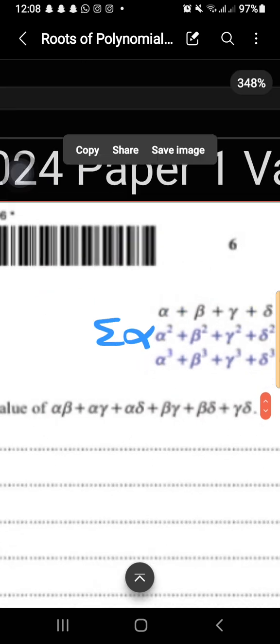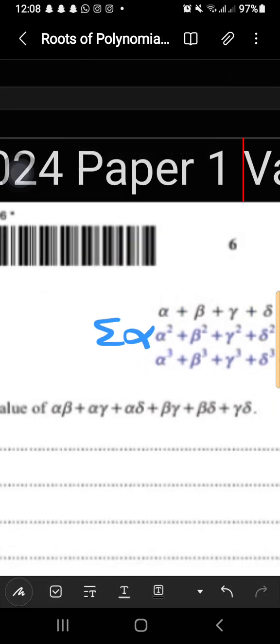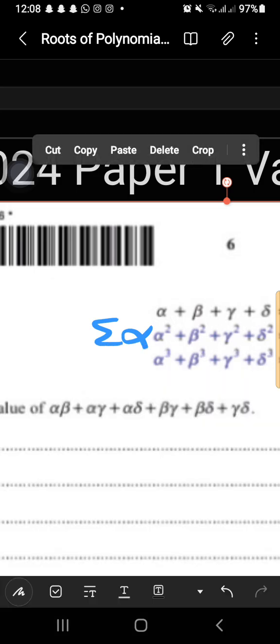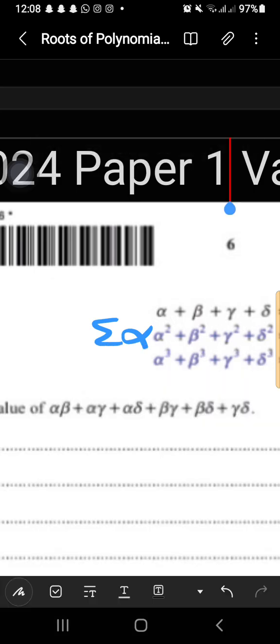What happened here? Where is the summation of alpha square?